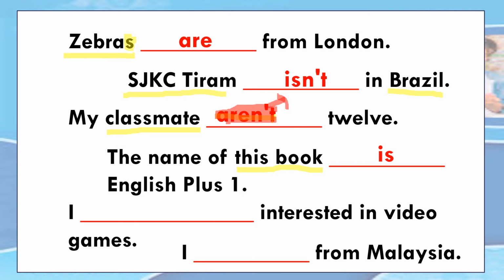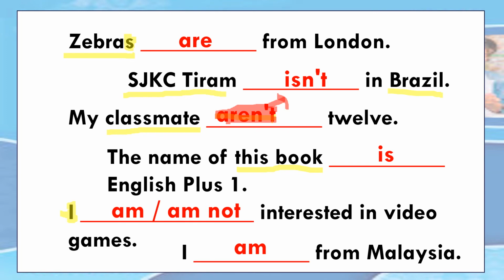Like I said just now, if you like video games, you should answer "am". But if you don't like them, you should answer "am not". So it's up to you whether you want to say I'm interested or I'm not interested in video games. And for the last one, "I from Malaysia." Remember, when it's "I", whether you like it or you don't like it, it's always "am". So the answer here is yes, I'm from Malaysia.